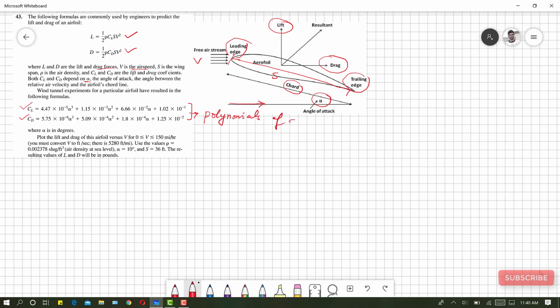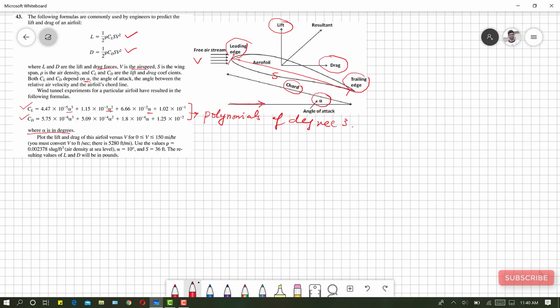Polynomials of degree 3. And in these polynomials the variable is the angle of attack. So these two coefficients are dependent on the angle of attack. If the angle of attack is more, CL will be more, and if the angle of attack is less, CL will be less, and similarly CD as well, where alpha is in degrees. In these equations alpha is in degrees.